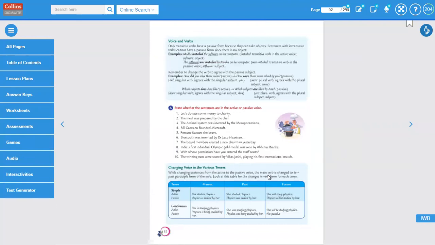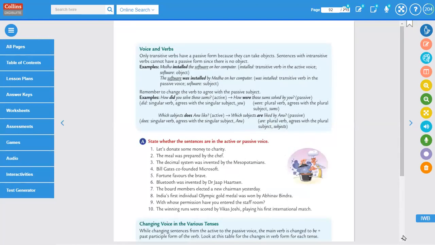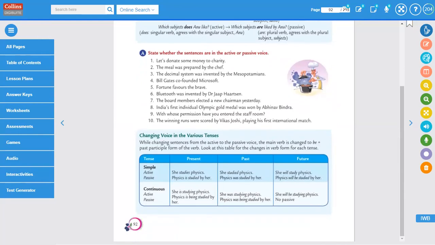Changing voice in various tenses. Yes, ma'am. This is the part we are supposed to discuss, and the exercise everyone's homework. Okay. Yes, ma'am, we have done that. Okay, good. So, changing voice in the various tenses.